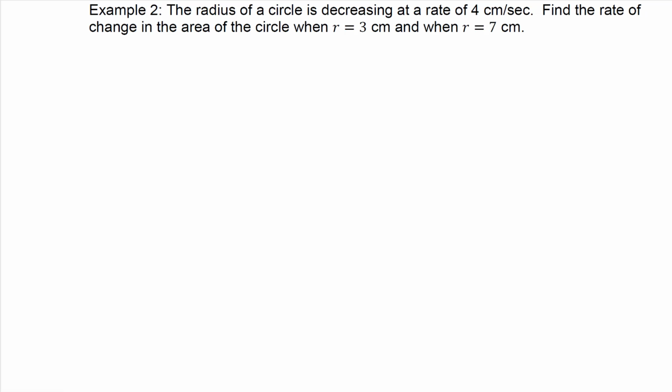All right, example 2. The radius of a circle is decreasing at a rate of 4 centimeters per second. Let's find the rate of change in the area of the circle whenever r is equal to 3, so our radius is 3 centimeters, and whenever the radius is 7 centimeters.